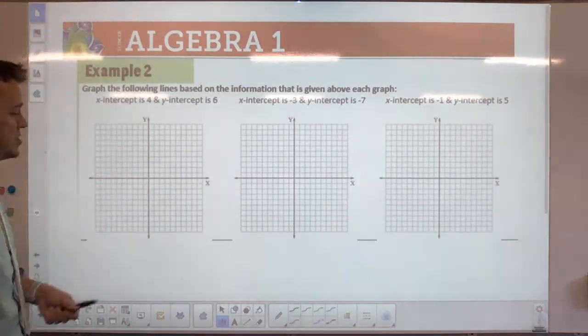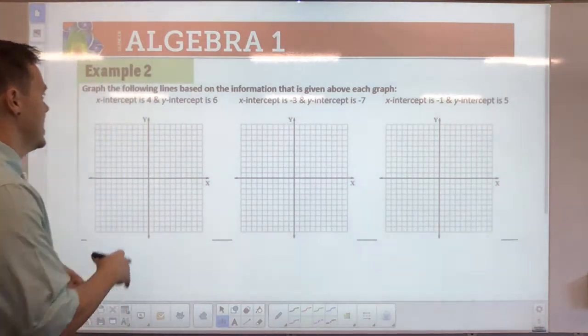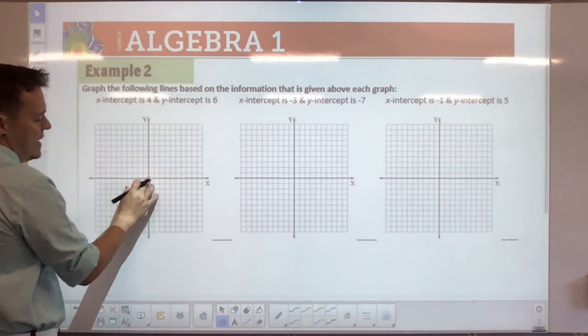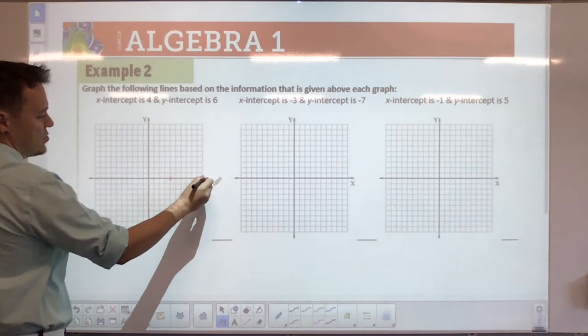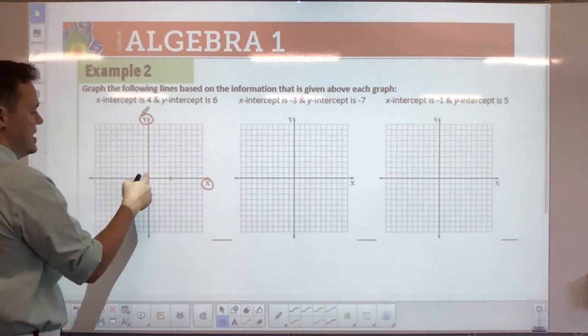Now I want you to graph functions based on lines. On here, we're going to give you the x-intercept is 4. On this graph, you would count 1, 2, 3, 4. Remember, this is the x. It's nice that you have a little x written right here, and a little y written right here. So we know the y-intercept is 6: 1, 2, 3, 4, 5, 6.